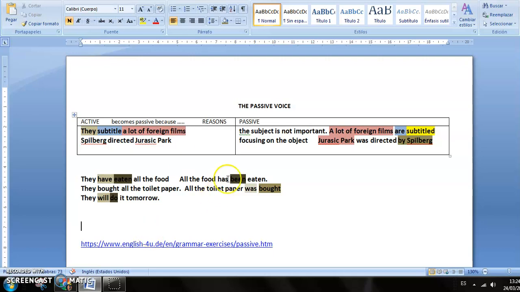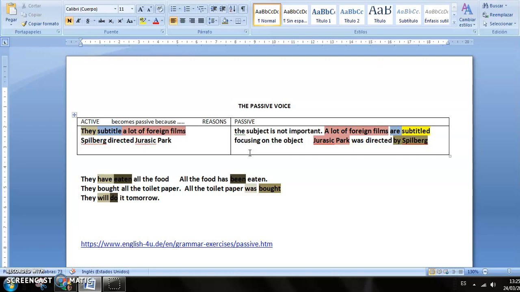However, when we want to omit the subject because it's not important, okay, remember in English we can never omit the subject in a sentence. All sentences need to have a subject. We cannot do that. We have other ways to do that. In Spanish, for example, we can say "se subtitula muchas películas," and we use the "se" impersonal mark just not to mention who did or who does the action, right? In English, we don't have that possibility. The only possibility we have is change from active into passive.